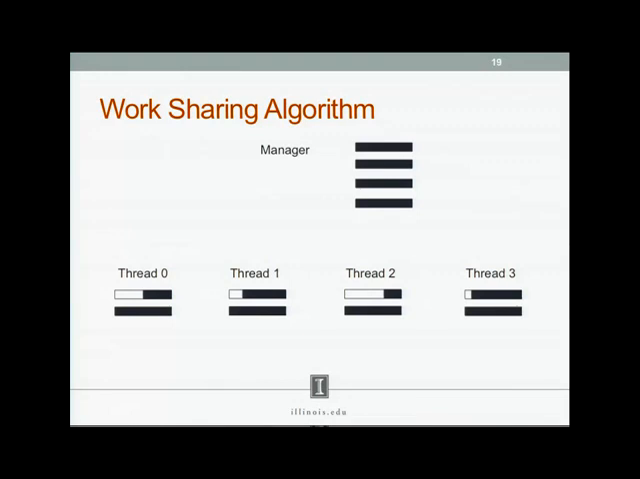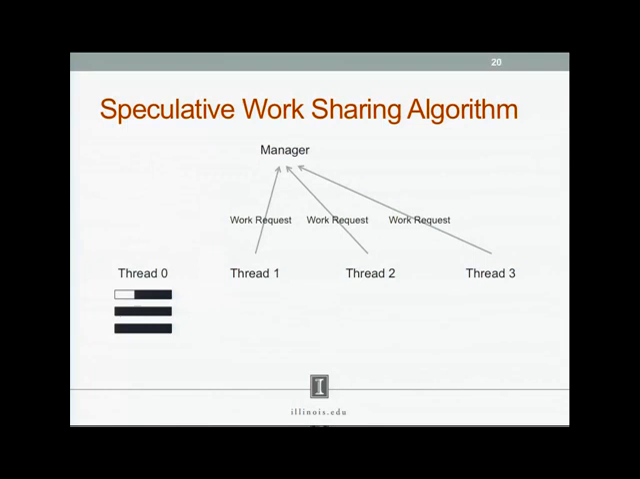And at some point in the execution, all the threads have some tasks to work on, and the manager has a number of tasks in its queue. What will happen if we apply the idea of speculation to the work sharing algorithm? Work sharing is a very good fit for speculation. So the same scenario here, we have 3 tasks in thread 0. Thread 0 sends the actual work to the manager. The owner of the work is actually the manager here, and that's what thread 0 thinks, but the speculative task still remains in thread 0's queue.